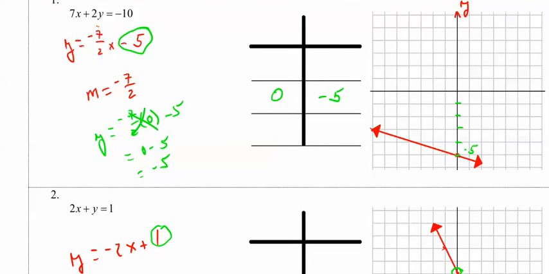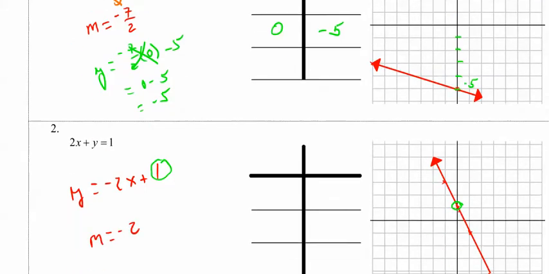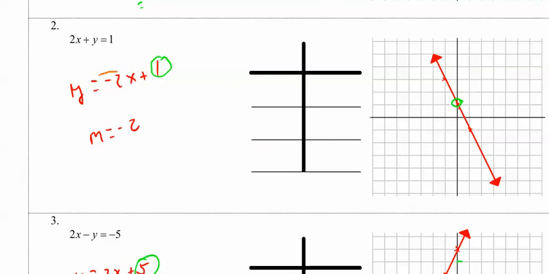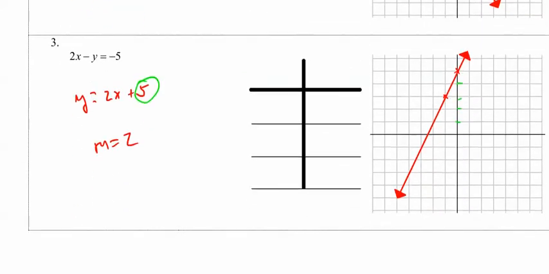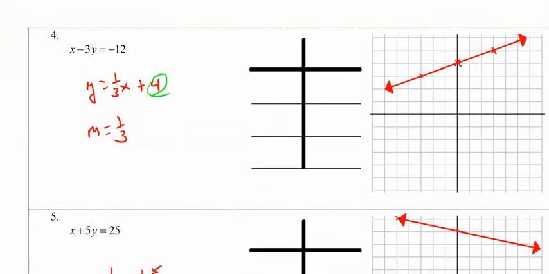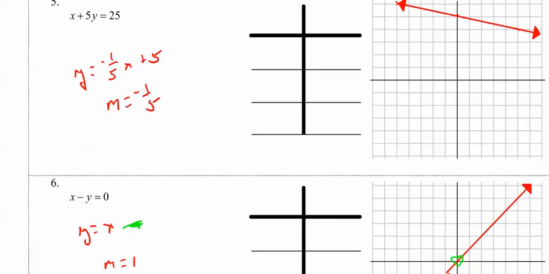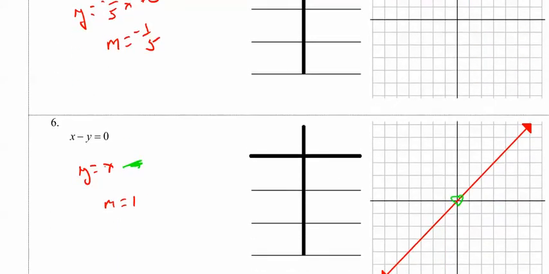this number is the same as my slope. All right? Right here, this number is same as my slope. And you'll notice it's true for all of them. 1/3, 1/3, -1/5, -1/5. Here, there is no number, but there's really a 1 there, so it's the same.